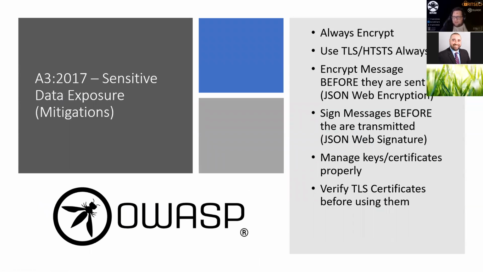Things that can mitigate this: always encrypt. Never ever use HTTP. Always encrypt. Always use TLS. HTTPS, can't remember what that stands for. And you want to encrypt before the messages are actually sent. So JSON Web Encryption is a way to do that. And then you want to also sign, so you have your authenticity with the JSON Web Signature properties.